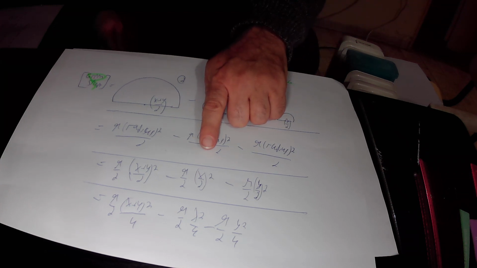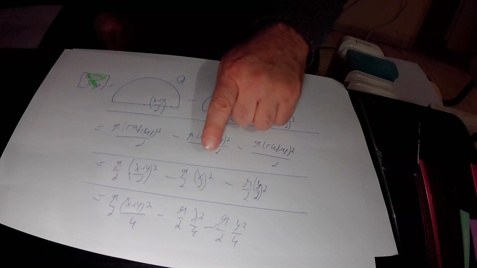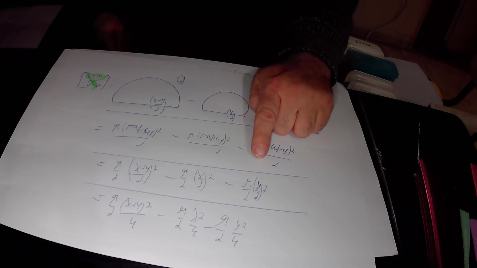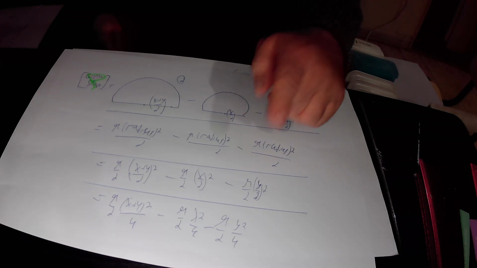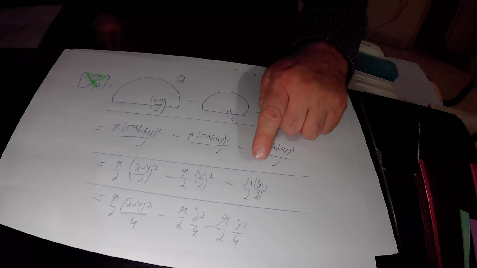It is pi over 2, and (x over 2) squared is x squared over 4. So in total, the value of this expression, after we simplified it, is equal to pi over 2 times x squared over 4. Likewise, we simplify this expression. We have here pi over 2, and (y over 2) squared is y squared over 4. So in total, the value of this expression, after we simplified it, is equal to pi over 2 times y squared over 4.